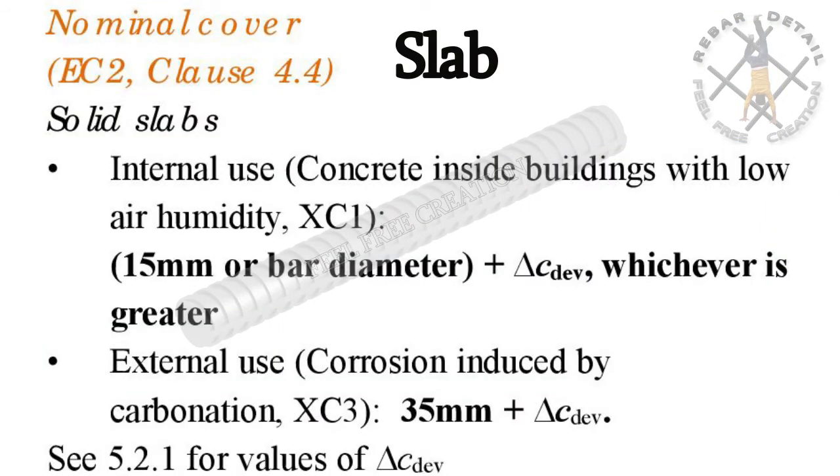Nominal cover for solid slabs. Internal use, concrete inside buildings with low air humidity, XC1: 15 mm or bar diameter, plus deviation, whichever is greater. External use, corrosion induced by carbonation, XC3: 35 mm and deviation.